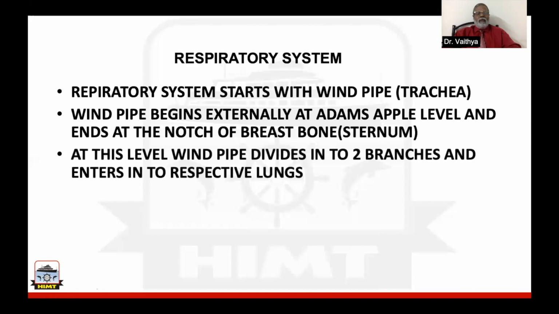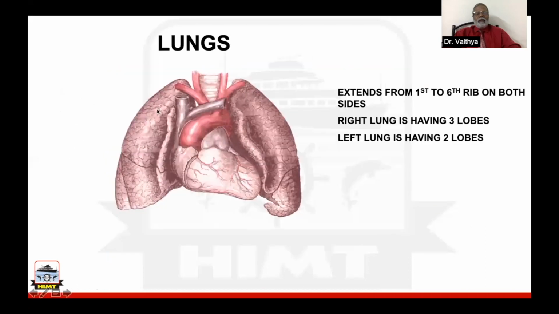At this level it divides into two branches and enters the respective lung. Now, the extension of the heart is second rib to sixth rib, isn't it? The extension of the lung is from approximately the first to the sixth, sometimes up to the seventh rib also. The lung capacity differs from person to person.